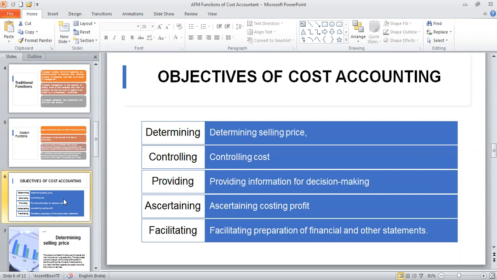Now you come to our topic. What are the objectives of cost accounting? Right. So these are the various objectives of cost accounting: determining the selling price, controlling the cost, providing the information for decision making, ascertaining the costing profit, facilitating the preparation of financial and other statements. All these are the various objectives of cost accounting.